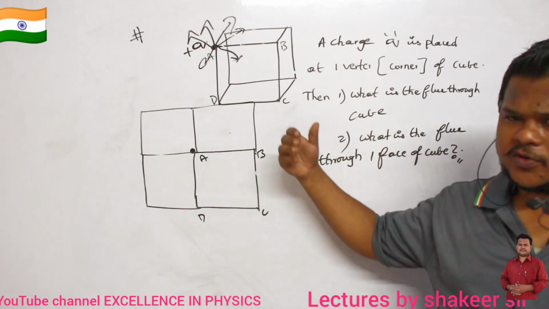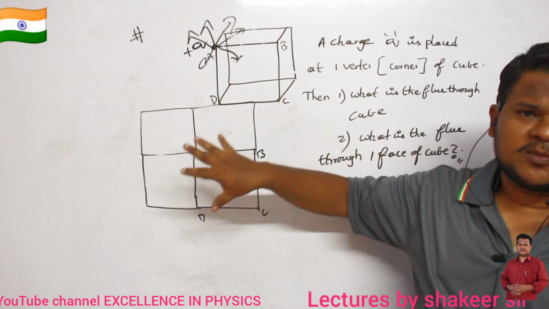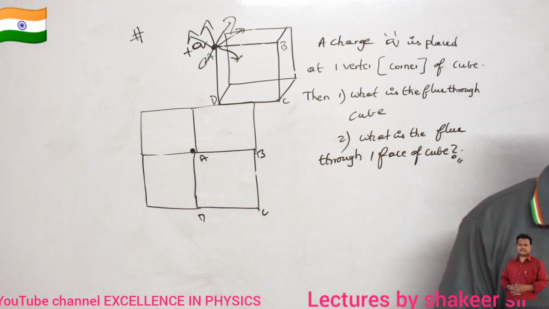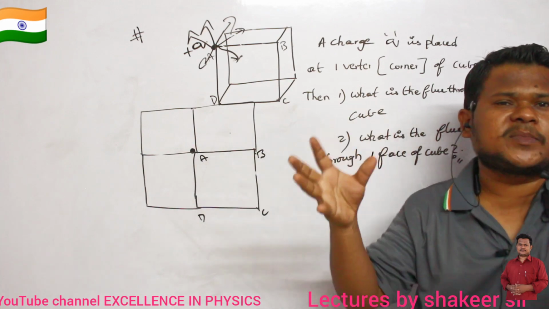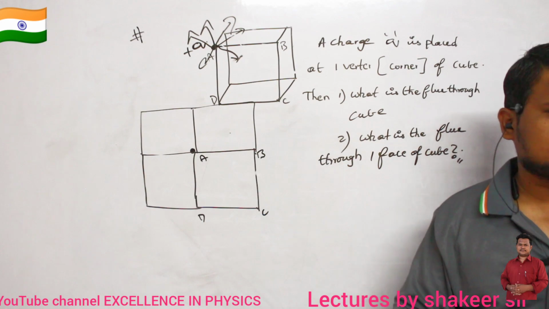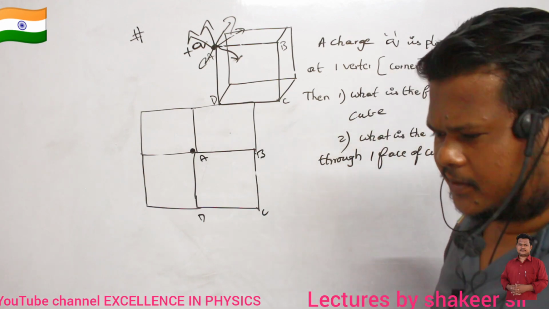I have to place one more 4 cubes, no? To cover the front face of this charge, one more 4 cubes I have to place. So totally how many cubes I have to place? 8 cubes I have to place. Then this charge will be covered symmetrically. Then a total symmetrical Gaussian surface will be created. Are you able to understand, all of you, what is happening here?